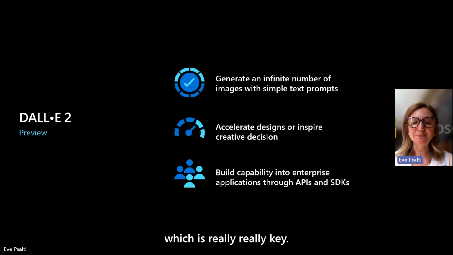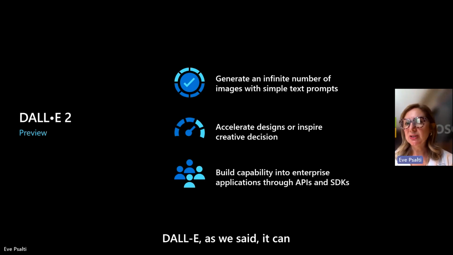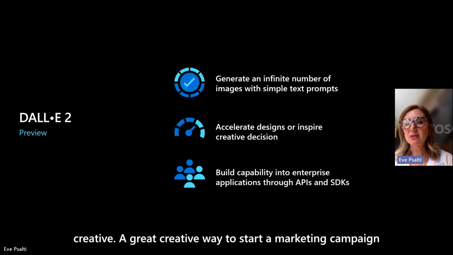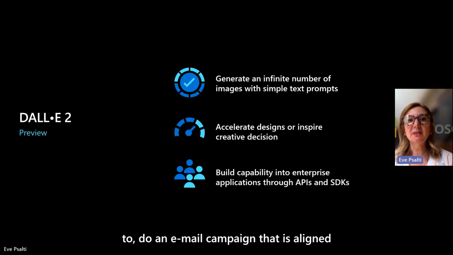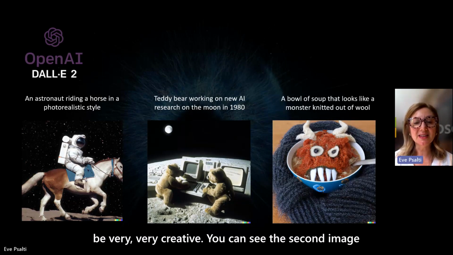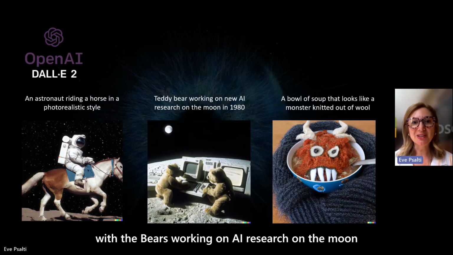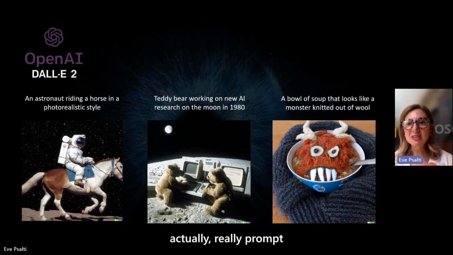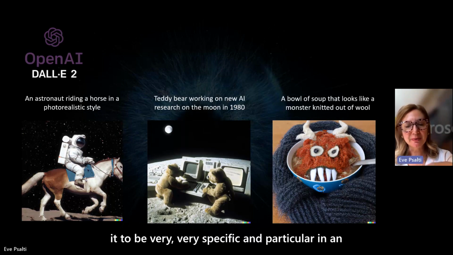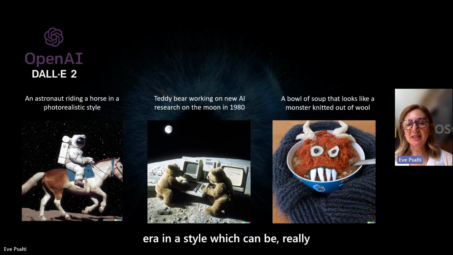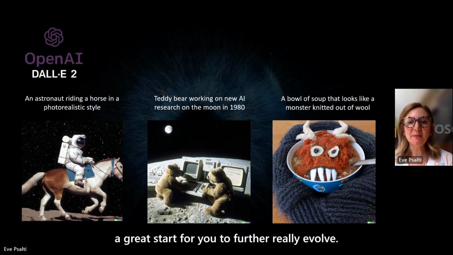Dall-E, as we said, can generate an image from text. It can be a great creative way to start a marketing campaign, or do an email campaign that is aligned to your brand. As you can see here, it can be very creative. You can see the second image with the bear working on AI research on the moon in the 1980s. And you can see how you can really prompt it to be very specific and particular in an era, in a style, which can be a great start for you to further evolve.